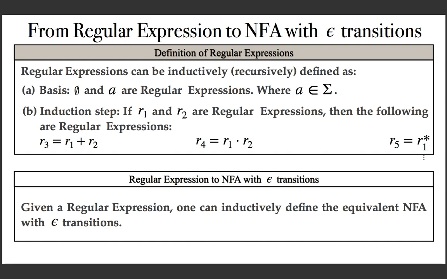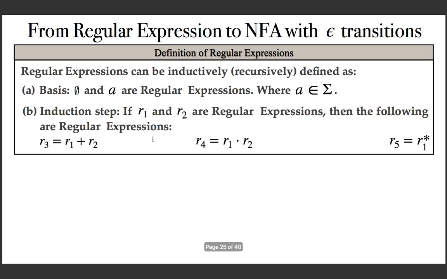We are going to discuss a construction which constructs an NFA with epsilon transitions from a regular expression. Given a regular expression, one can inductively define or construct an equivalent NFA with epsilon transitions. So first we need to define the NFA for the base cases, and then we need to define the NFA for the induction step. And basically we are doing an induction on the height of the expression tree.